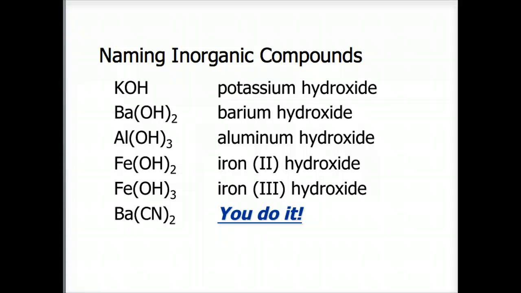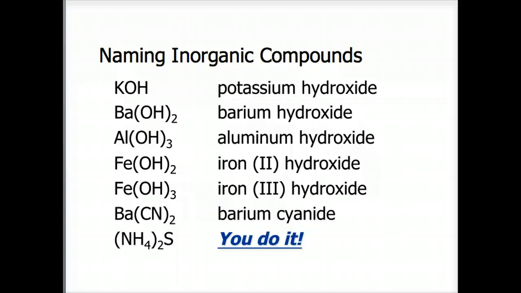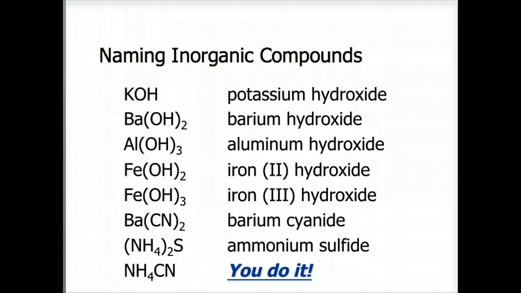How about Ba(CN)2? Can you do that one? It's barium cyanide. How about NH4S? This is a tricky one. It's ammonium sulfide. Ammonium is the polyatomic ion. Now I've put two polyatomics together. What are those? Yep, it's ammonium cyanide.